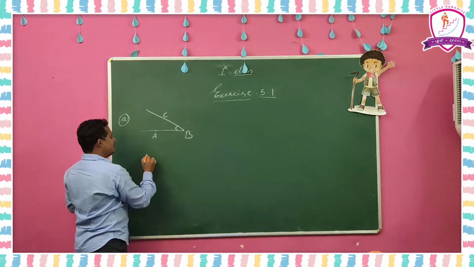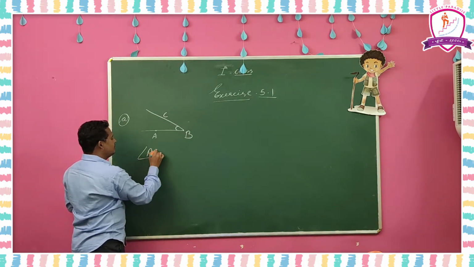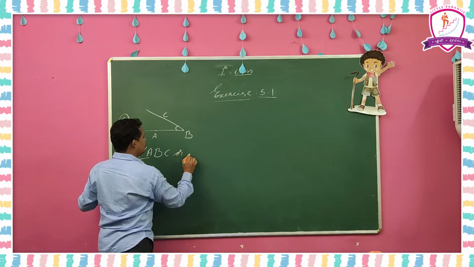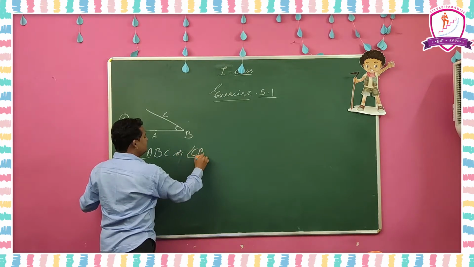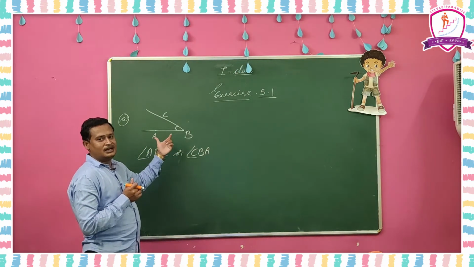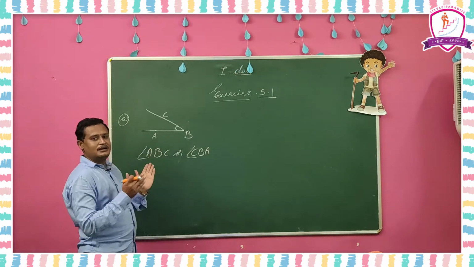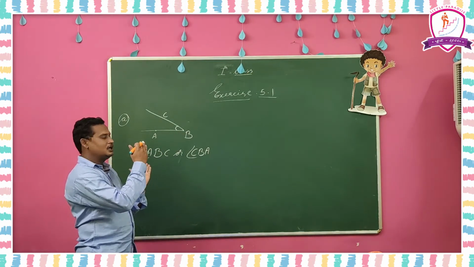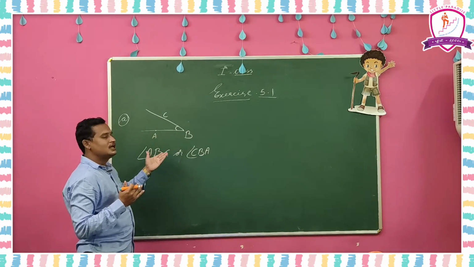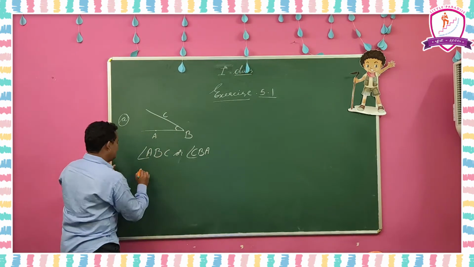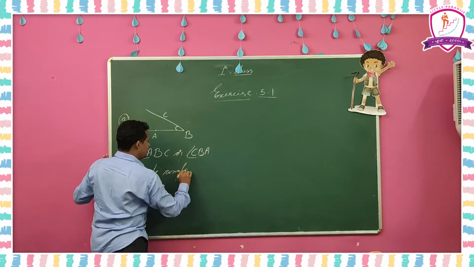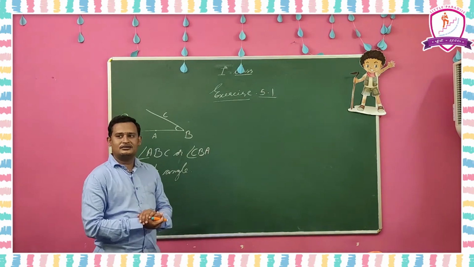So we can give the name as angle ABC or angle CBA. We can observe this angle is in the shape of an acute angle. An acute angle is less than 90 degrees. So less than 90 means we can read it as an acute angle. So here we have to write acute angle. Like this you have to write.